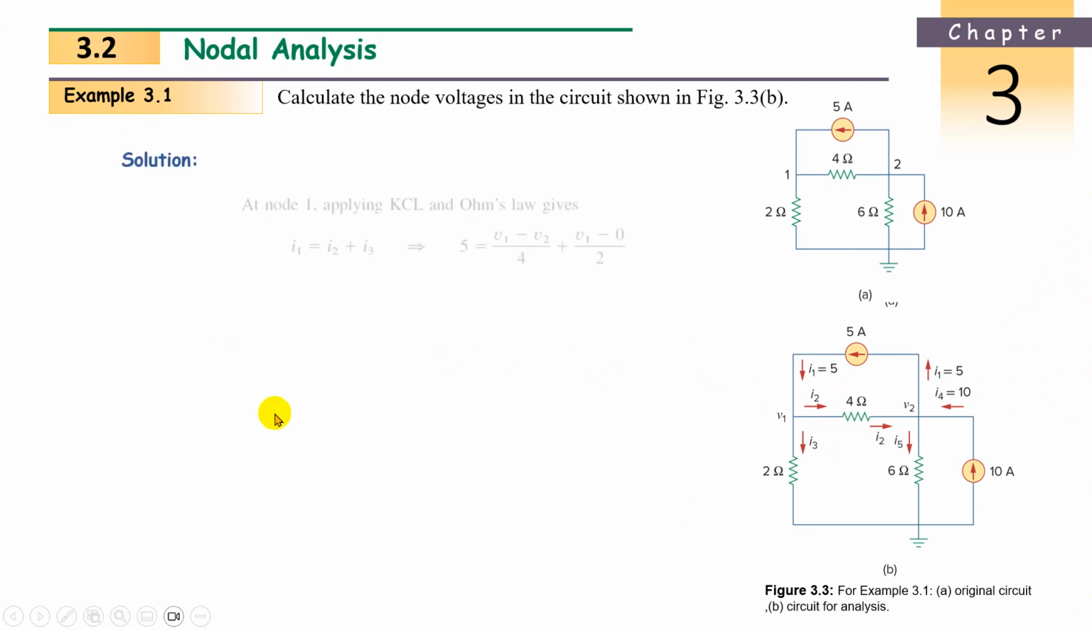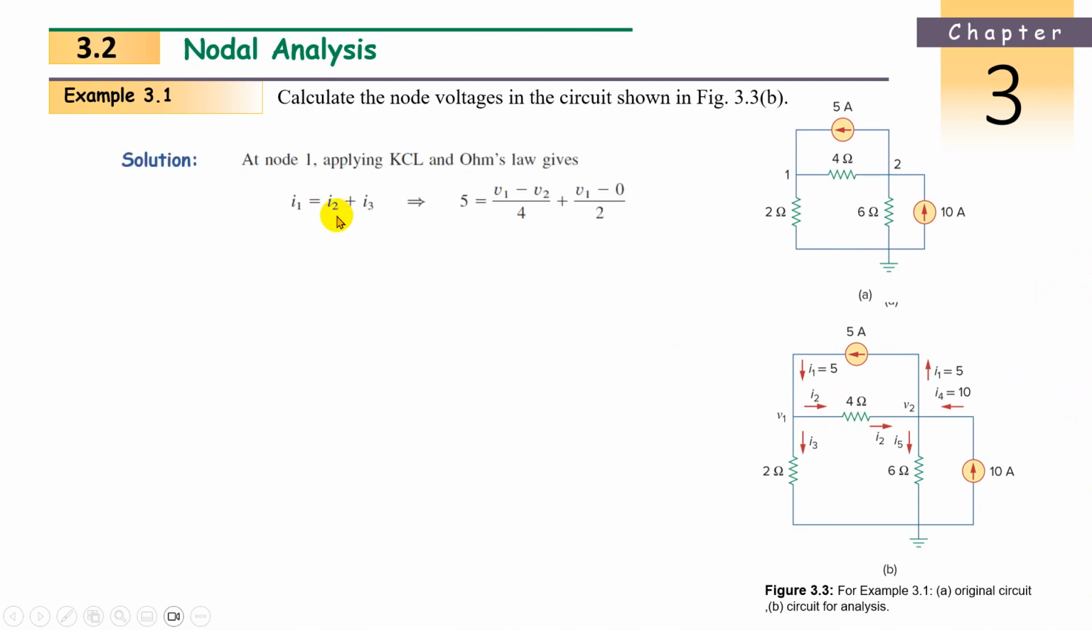See here, I1 is equal to I2 plus I3. I1 is already given, 5 amperes. So 5 amperes is equal to I2 plus I3. Now what is I2? It is nothing but V1 minus V2 by R, so V1 minus V2 by 4. Plus what is I3? The voltage is V1 minus 0, so V1 minus 0 by 2. So that is one equation. Now rearrange.